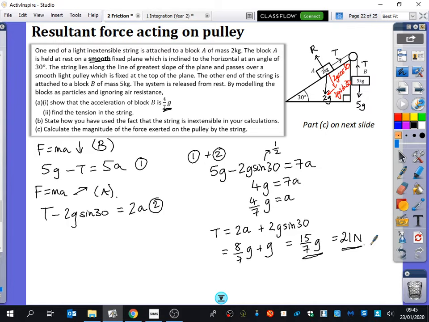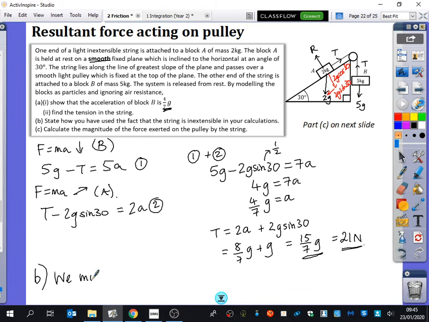Let's just very quickly do part B. How have we used the fact that the string is inextensible in our calculations? The way we've used it is we've said that both particles have the same acceleration, because when we did the simultaneous equations, we were saying they both have the same acceleration. So how have we used the fact that the string is inextensible?